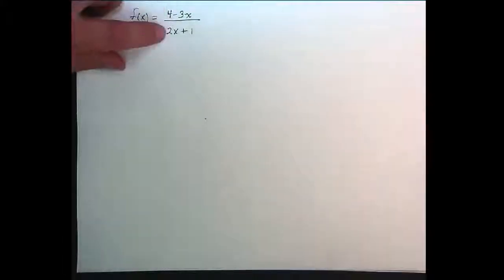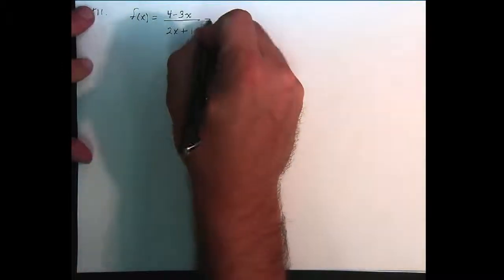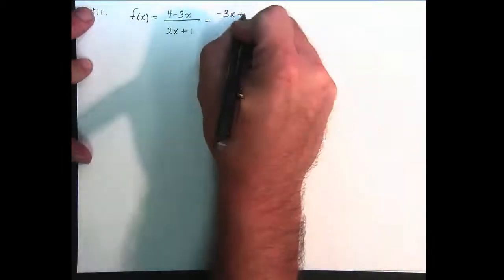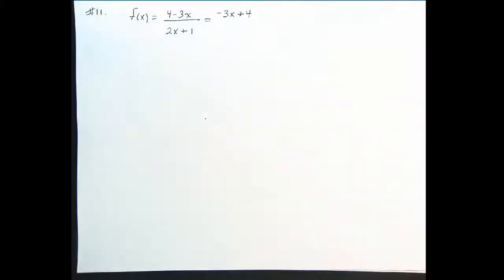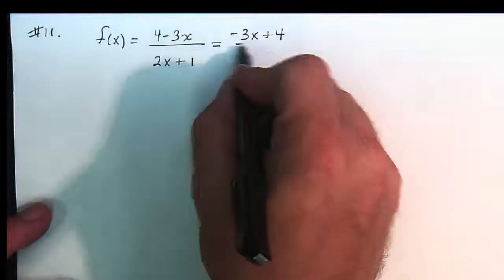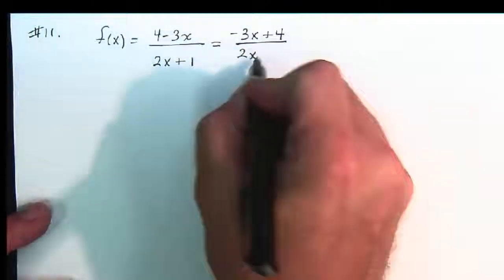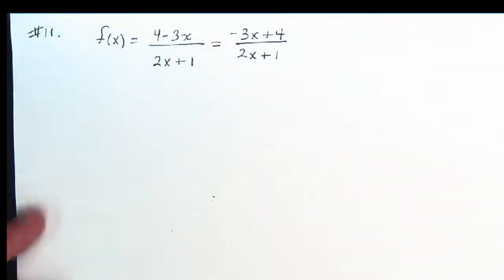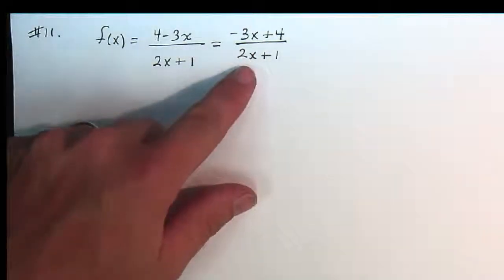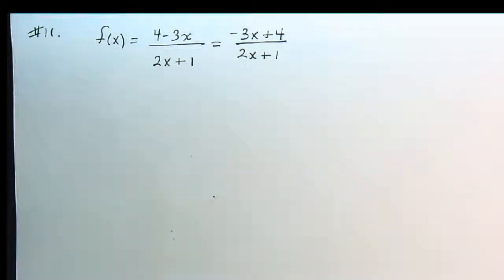Now on this one, you'll notice that the degrees are the same. This one is negative 3x plus 4. Can you see it up here? And this one is 2x plus 1 if you swap the order. So the degrees are the same because both the numerator and the denominator are linear equations. So they have degree 1.